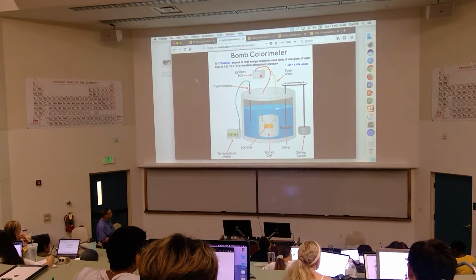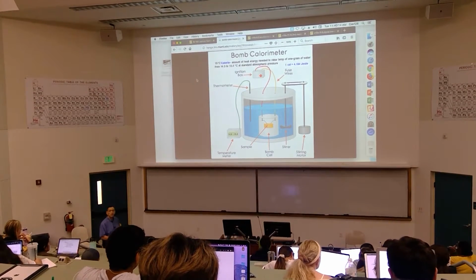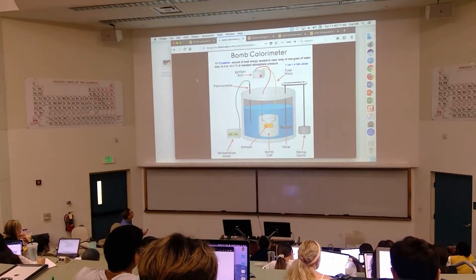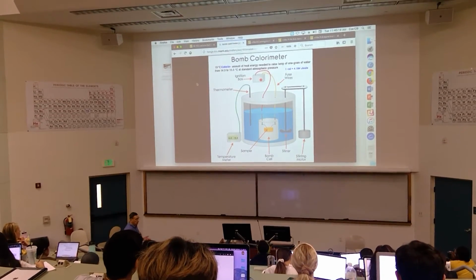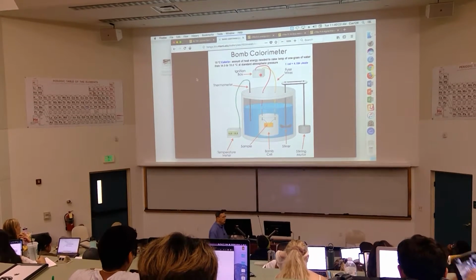We have a water vessel, and a chamber inside the water vessel in which a sample is put, glucose, etc. We have an ignition box that's going to pass an electric current through it, and it's going to burn it. And we're going to measure the temperature of the water chamber.